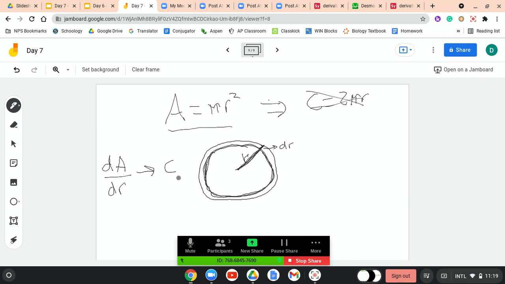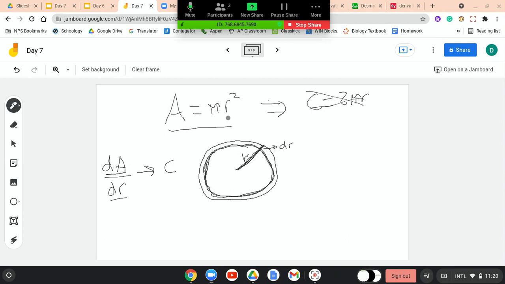Yeah, exactly. Cool. So what this means is a tiny change in area with respect to a tiny change in radius. Does that make sense? A tiny change in area caused by a tiny change in radius equals the circumference. Okay, yeah. Cool. So what is this? This is the derivative of area with respect to radius, right? Yeah. Cool. So why don't we just find the derivative of this?